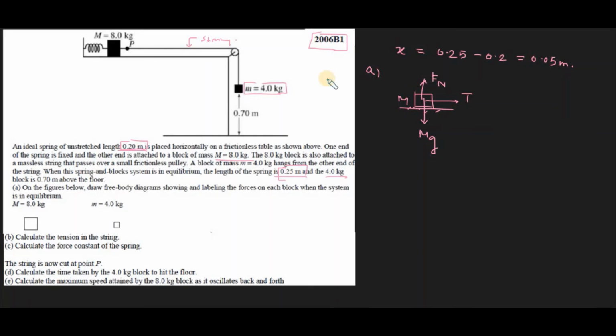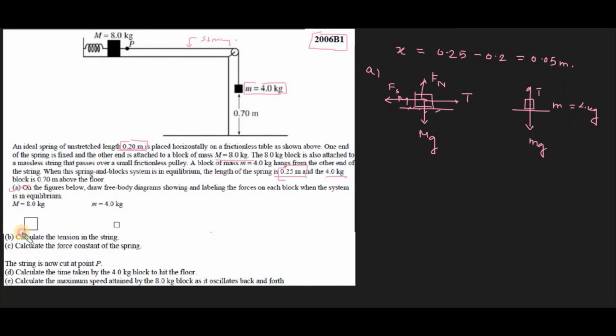and on the left hand side it is attached with a spring, so there will be a restoring force, that would be Fs, which is exerted to the left hand side. And for the 4 kg block, for the small m, that is equal to 4 kg, here it is in hanging condition, its gravitational force is in the downward direction, that is mg, and since it is hanging, there will be a tension in the upward direction.